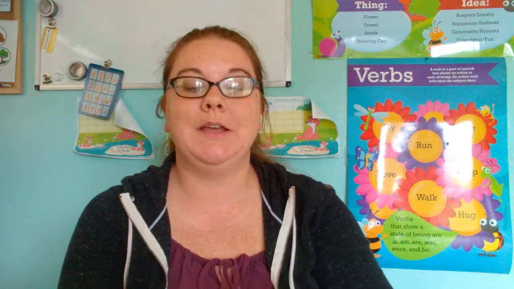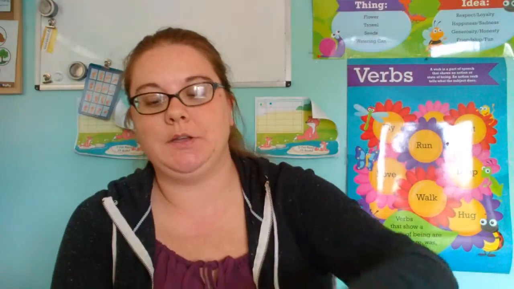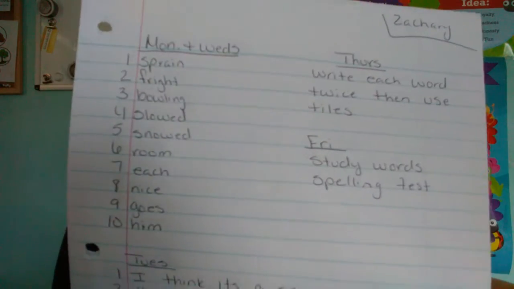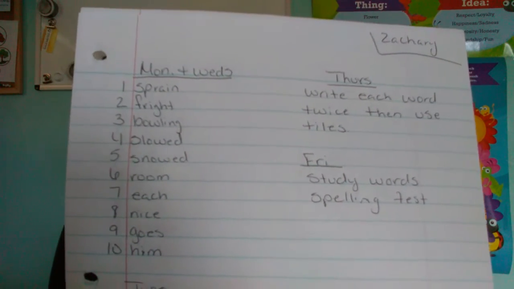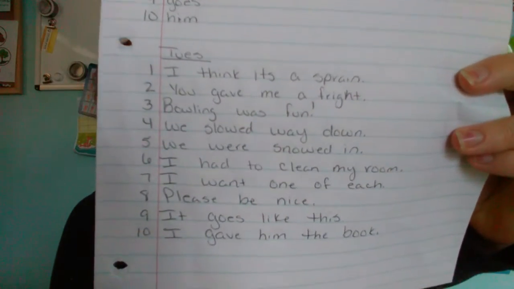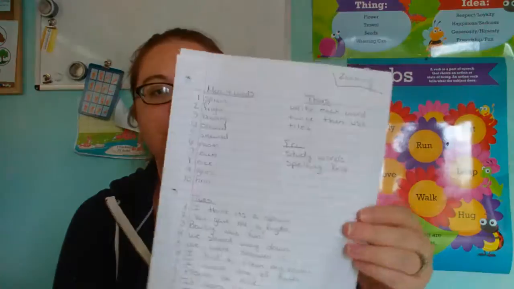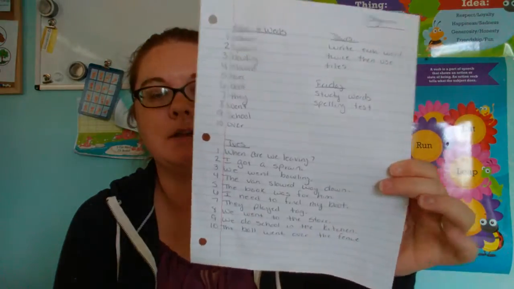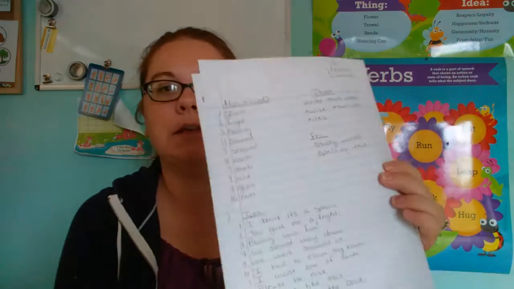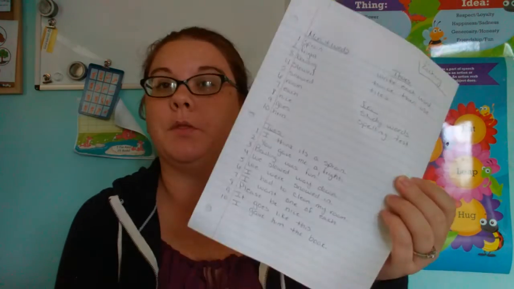And so here are their study sheets if you guys want a closer look. There's Monday, Wednesday, Thursday, Friday, and then Tuesday. And this is my son's. My daughter's is right here. She's in 2nd grade, and he is in 4th grade. Sorry. Homeschool brain.